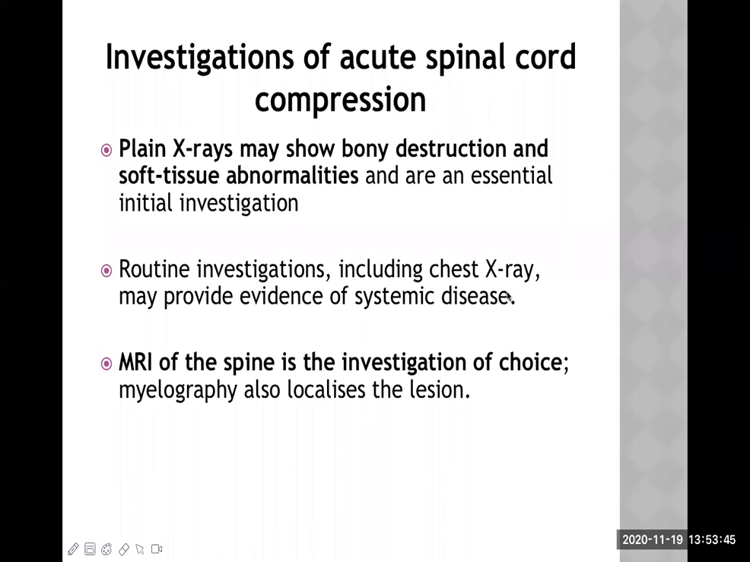Others are chest X-ray, and we already gave the explanation for that, mainly for the diagnosis of tuberculosis and malignancy. Chest X-ray is an essential part of the investigation. The MRI is the investigation of choice. If they ask by giving different tests for you, just choose MRI of the spine as the investigation of choice, because this is concerning spinal cord damage.